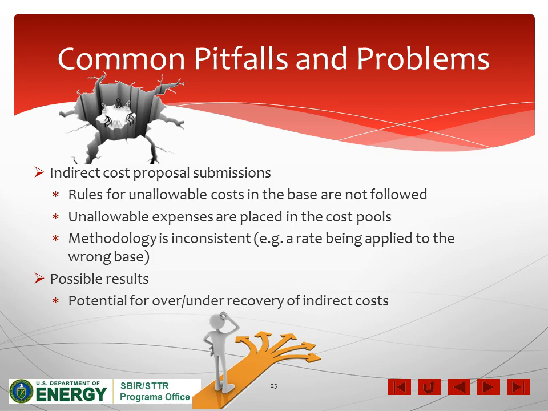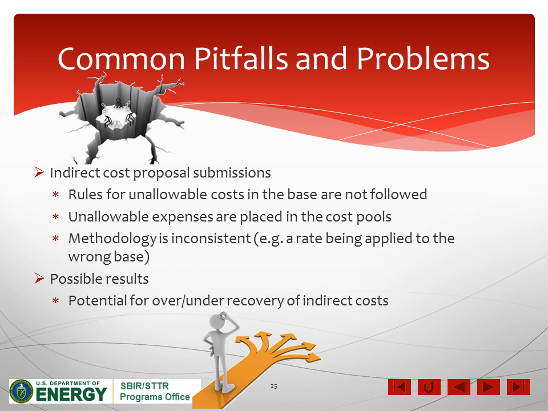So now we want to talk about some common issues that arise when reviewing indirect rate models. We often see that grant recipients believe that unallowable costs cannot be anywhere on their indirect rate model. However, when the TCI base is used, the unallowable costs from the overhead cost pool should be included in the G&A base.